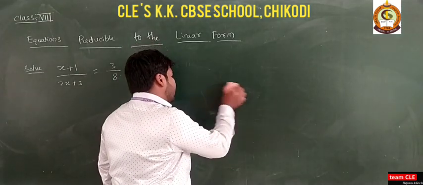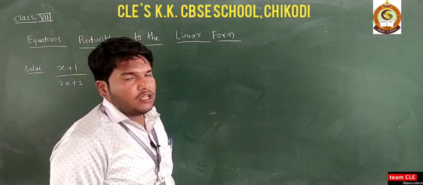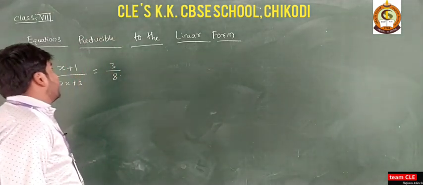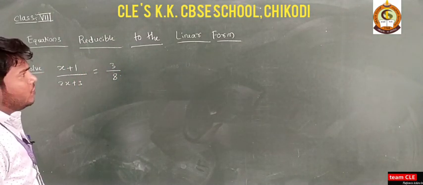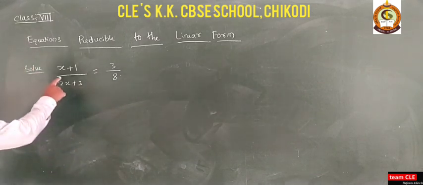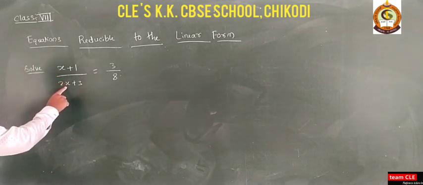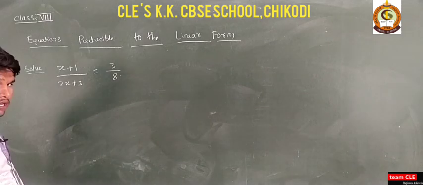Okay dear students, we are studying the topic linear equation in one variable. In that you are going to study the last concept, that is equation reducible to the linear form. The question says solve (x plus 1) divided by (2x plus 3) is equal to 3 by 8.